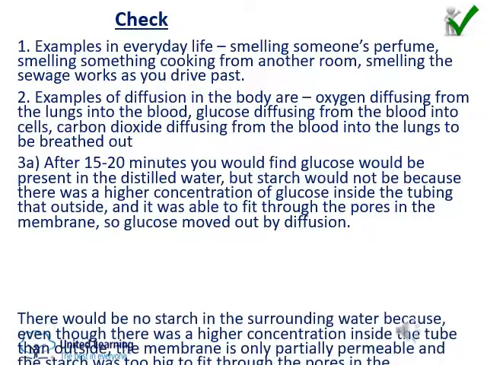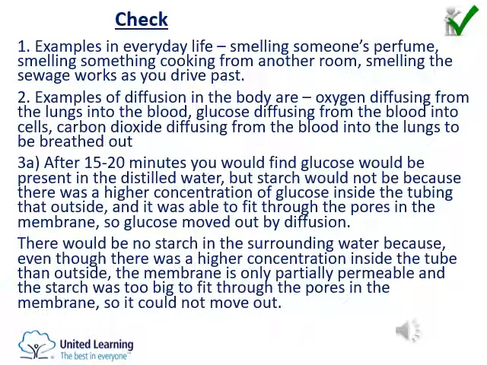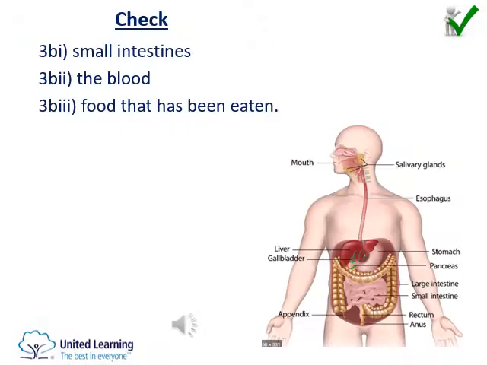But there's no starch in the surrounding water, because even though there's a higher concentration inside the tube than outside, the membrane was only partially permeable, so the pores, the holes in the membrane, were not big enough to let starch through. So correcting and adding detail in a different colour pen. And then finally, question 3 was the starch and the sugar. The starch and the sugar represented the food that had been eaten and dissolved in the small intestine. So green pen in your answers now, guys.